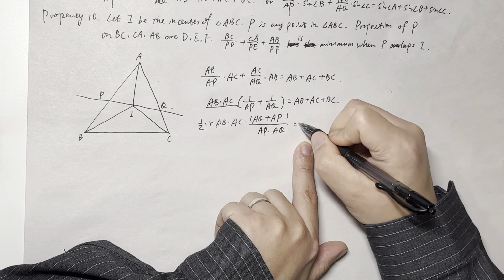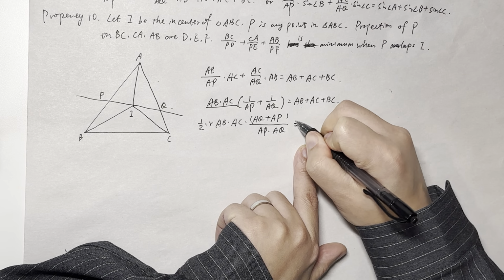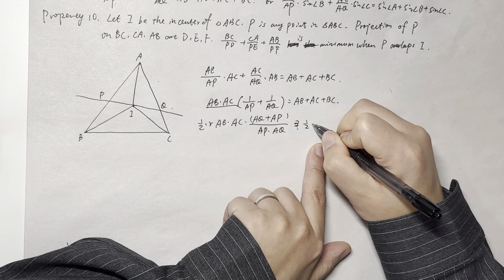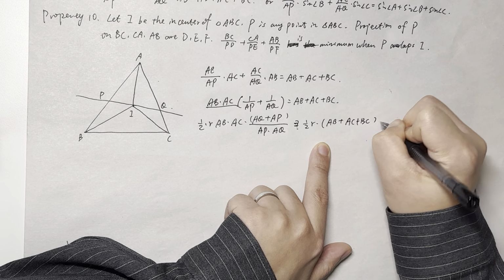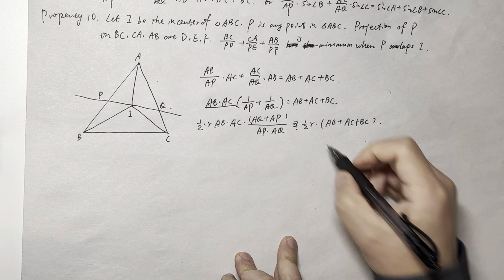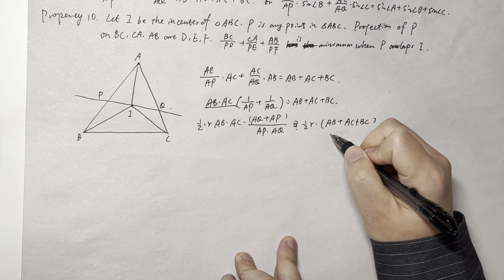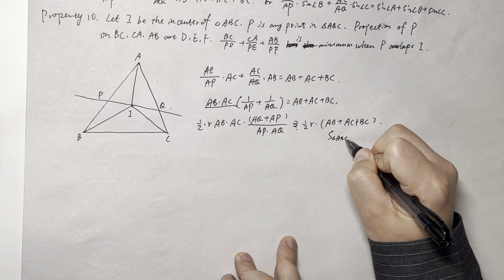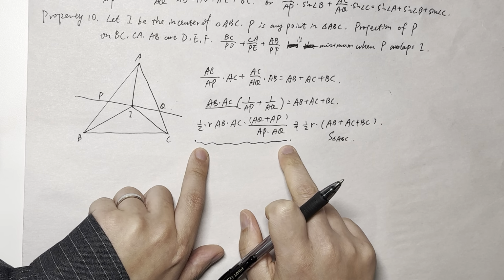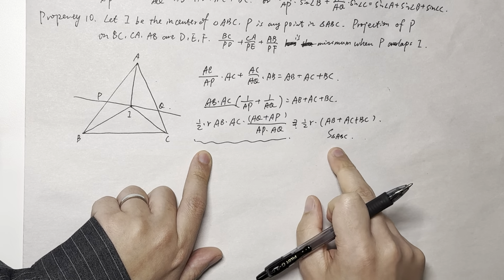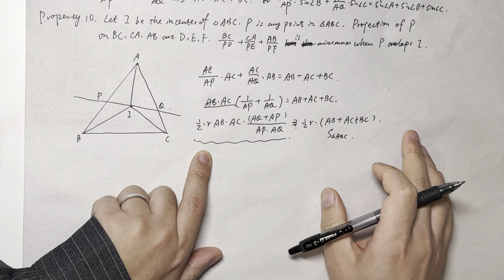We want to prove half of R times AB plus AC plus BC. We want to basically prove this, right? And we know the right side is the area of triangle ABC. So we just need to find out what this equals to. If it equals the area of triangle ABC, then the proof is done.